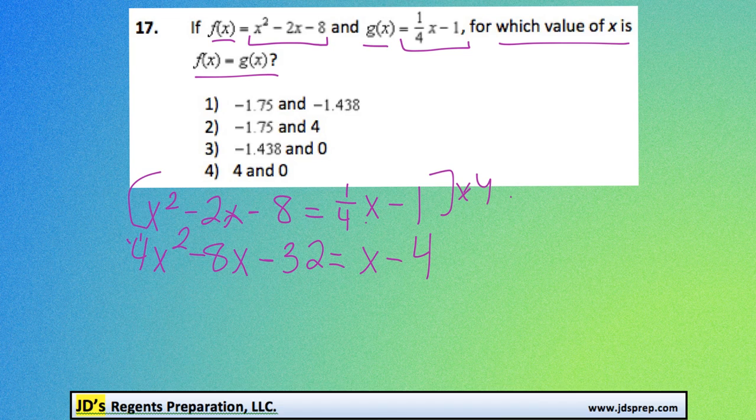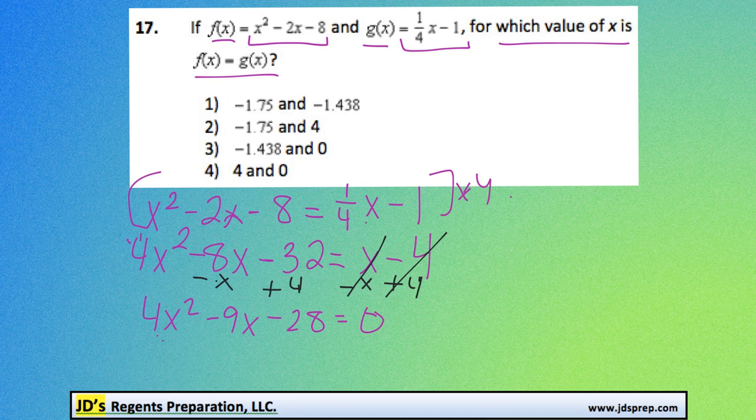Okay, next we can move this x over here by subtracting x from both sides, and then we'll add 4 as well, and that way we'll get everything over to the same side of the equation, because we're canceling both of those out. And we'll get 4x squared minus 9x minus 28 equals 0. Now, we can try to factor.